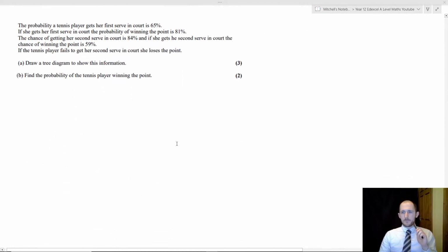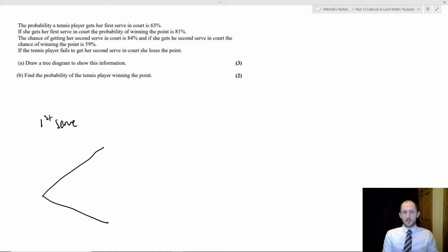Okay. So probability tree. Sometimes when you have multi-layered things, you want to use a probability tree. The probability a tennis player gets a first serve in court is 65%. You can call it whatever you like. I'm going to say first serve, and I'm just going to call it in and out, because in tennis it's inside the box or outside the box for it to be counted. But you could just say gets and doesn't get, or whatever you want. It doesn't make a difference.